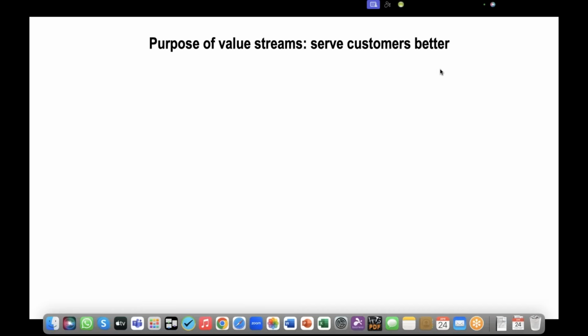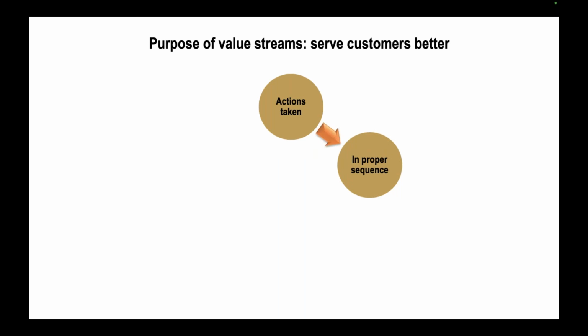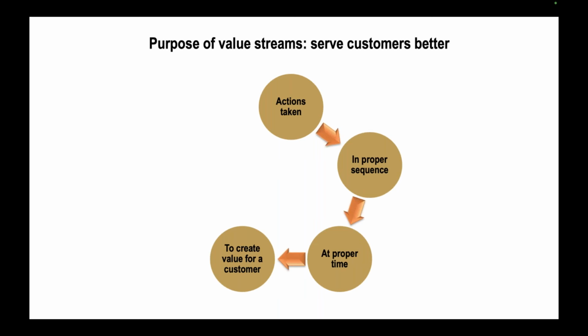So, first thing to understand is why are value streams important? So, the standard LEI definition of a value stream are the actions taken in the proper sequence at the proper time to create value for the customer. And this includes information to coordinate those actions.